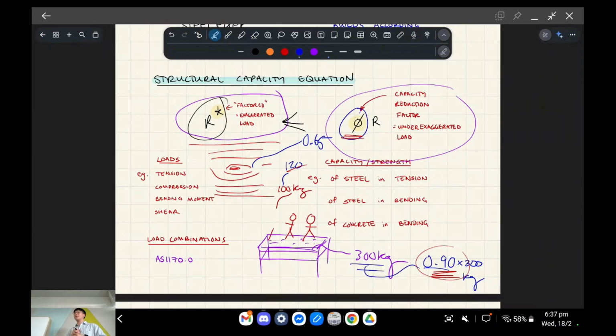Are we all following? Yeah. So that's why we have this two-part system. It's because the loads will vary in one way, and then the materials will vary in another way.